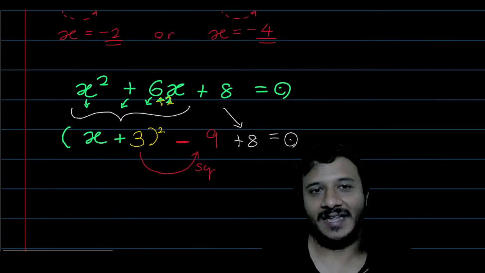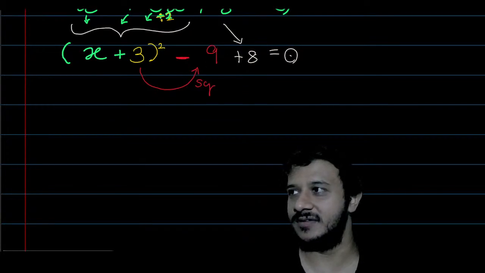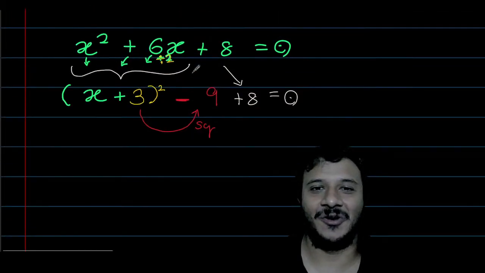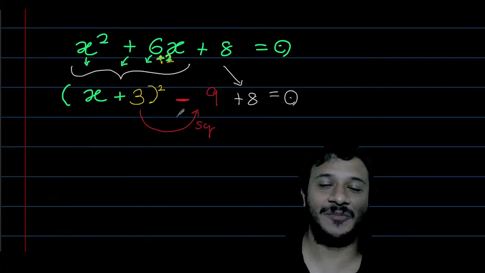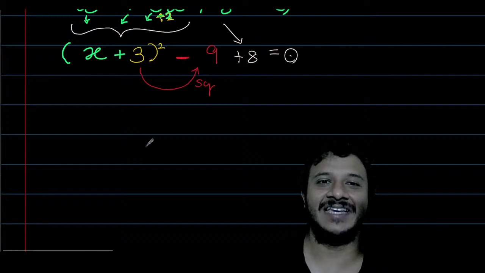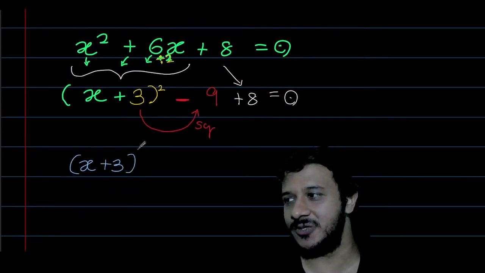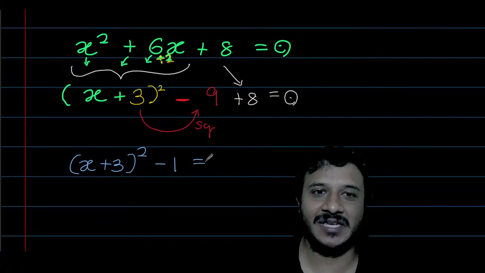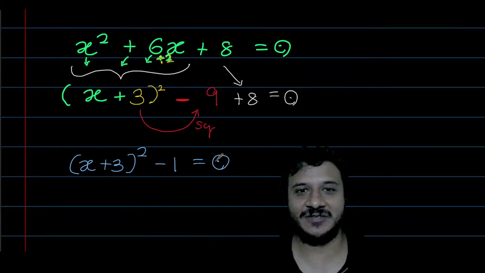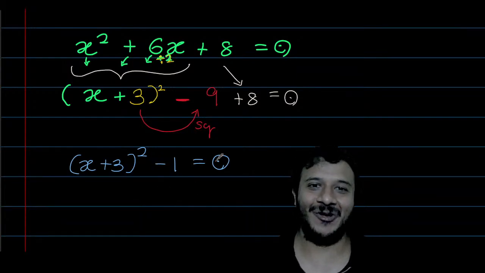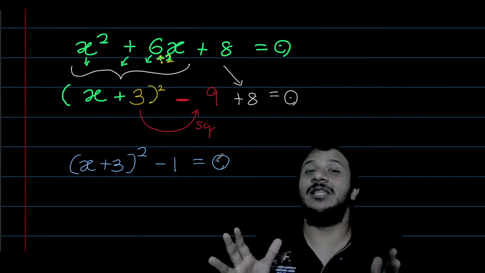Then our next step is going to be to simplify, not solve, these two numbers, -9 and a +8, which will be a -1. So we will get x plus 3 to the whole square with a -1 equals 0. This is complete square. We just completed the square. Now all you need to do is make x the subject, or x alone.